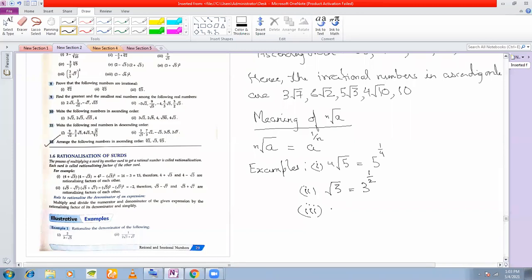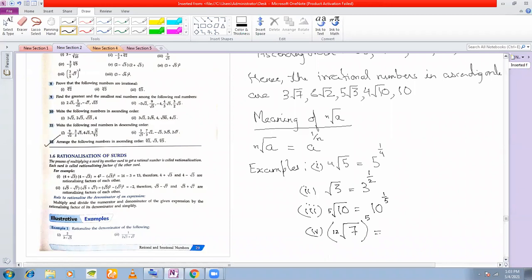Suppose I write fifth root of 10. Then this means 10 to the power of 1 by 5. Suppose I write 12th root of 7. And suppose I raise this to the power of 5.